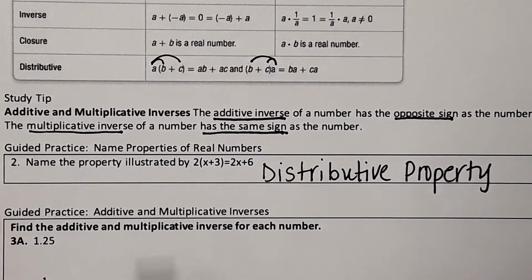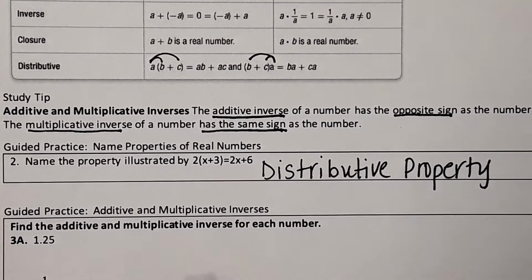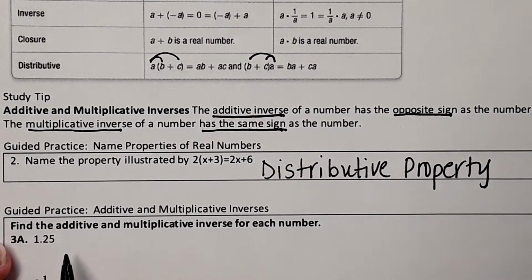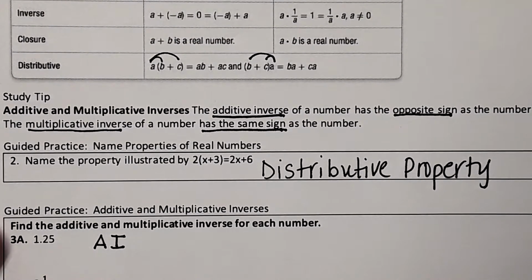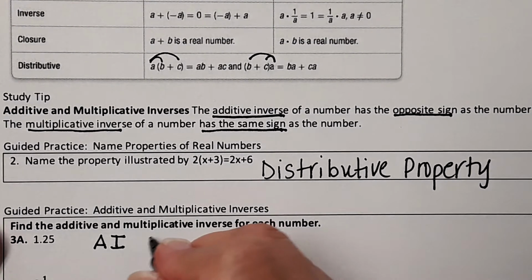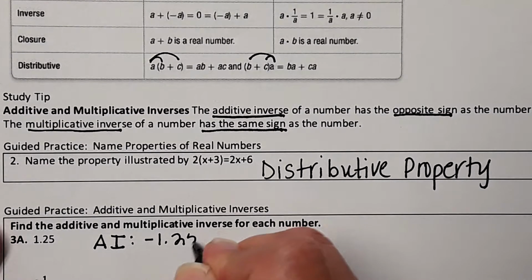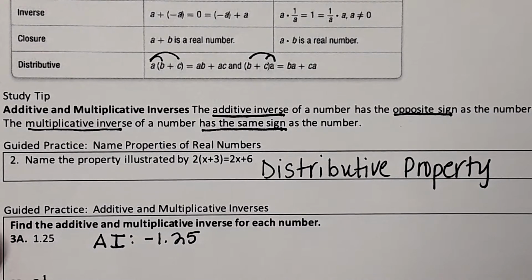Okay, so now we're going to do the additive inverse and multiplicative inverse. Well, I have 1.25. So what would the additive inverse be? I'm going to abbreviate that as AI. Say it louder, I can't hear you. So that's the additive inverse.